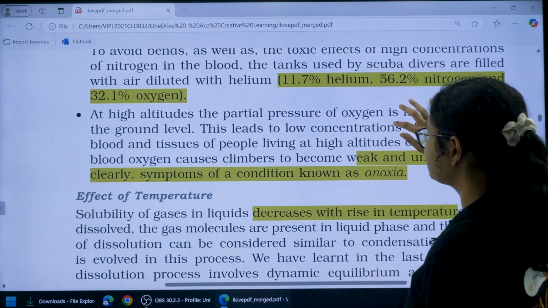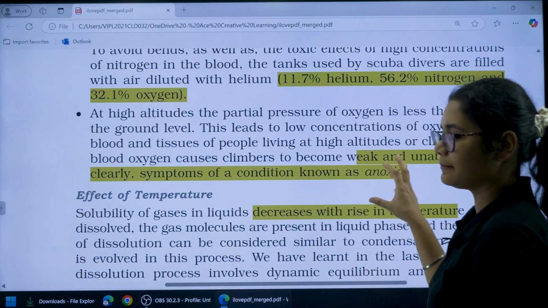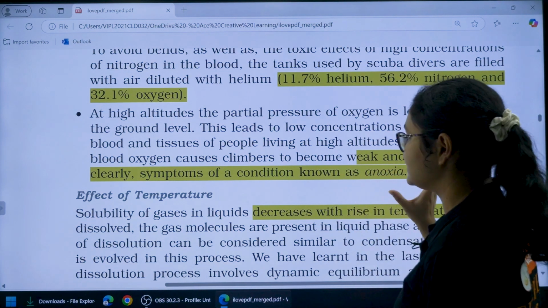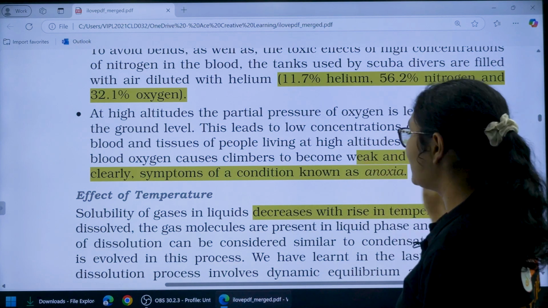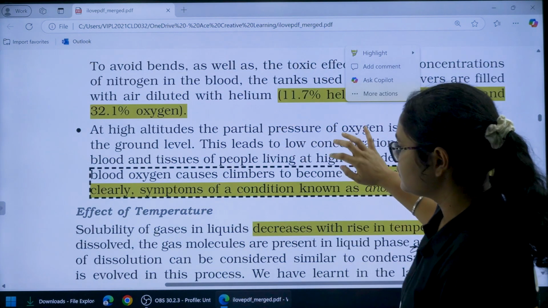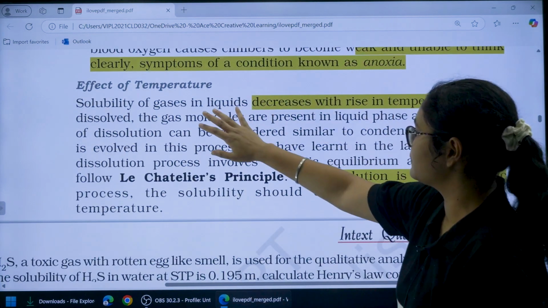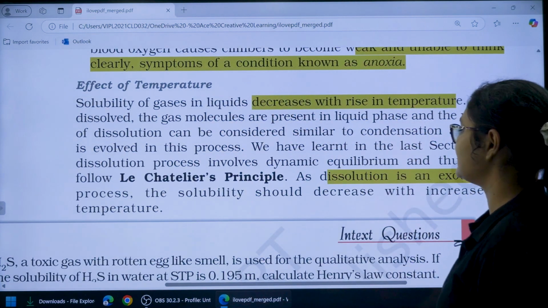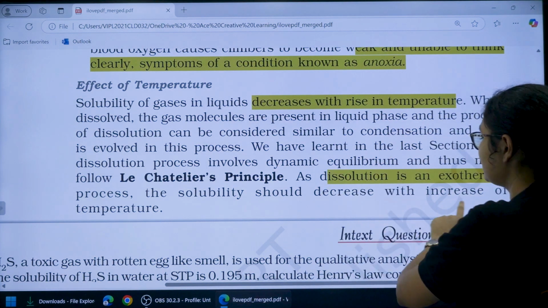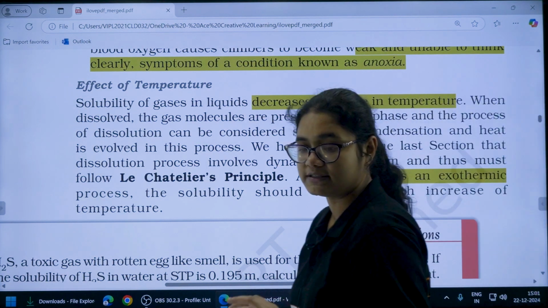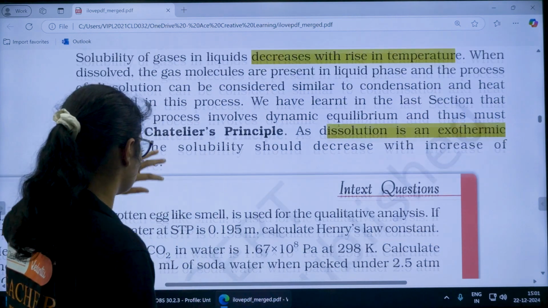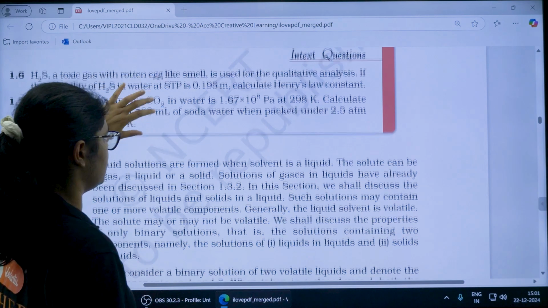Next, coming to anoxia, you should know what happens at higher altitude. Regarding anoxia you should also know the exact symptoms: the person becomes weak and unable to think clearly. Next, coming to the effect of temperature: solubility decreases with the rise in temperature. What is the reason for that? The reason is that dissolution is an exothermic process, so according to Le Chatelier's principle, the solubility will decrease. Now coming to the next one, again in-text questions.